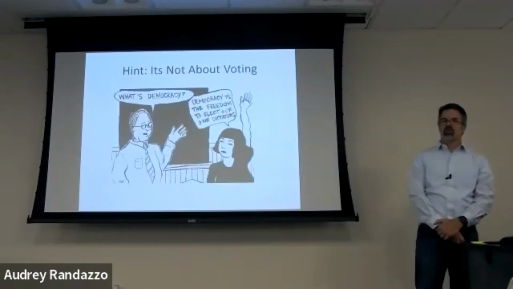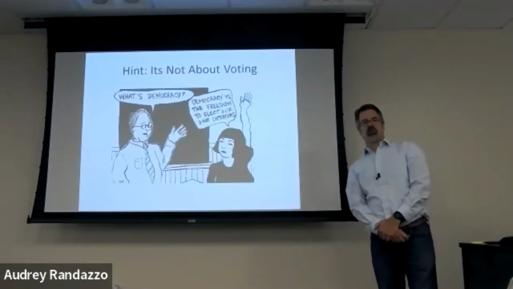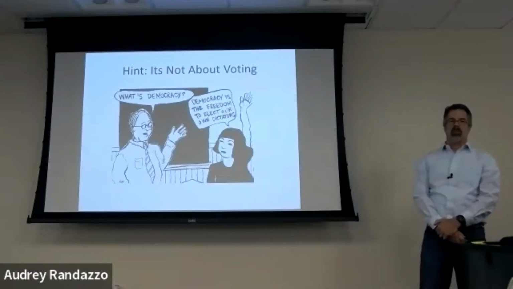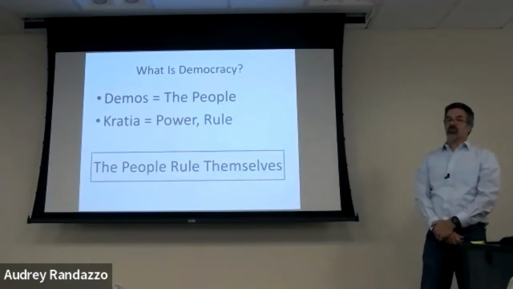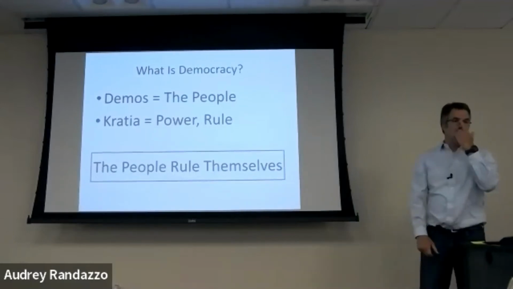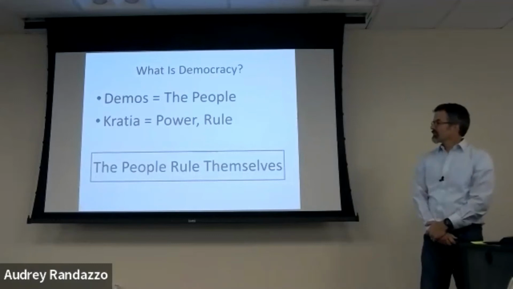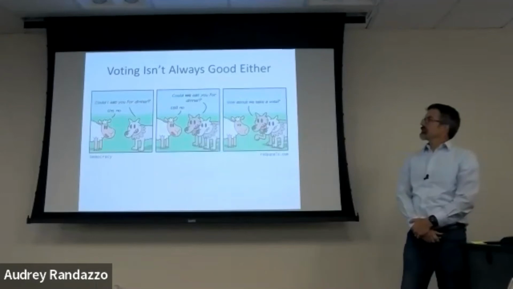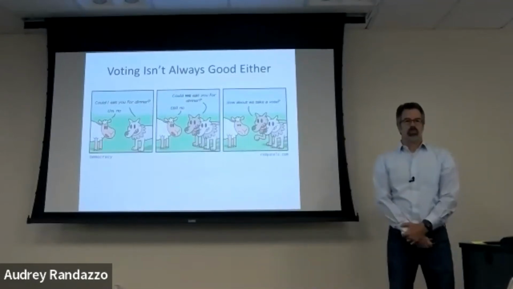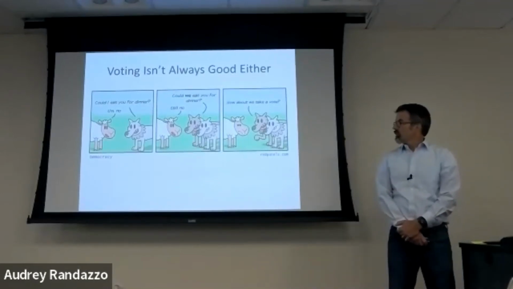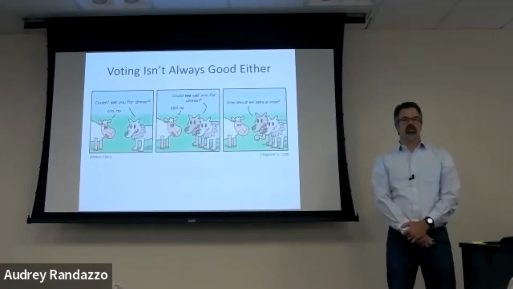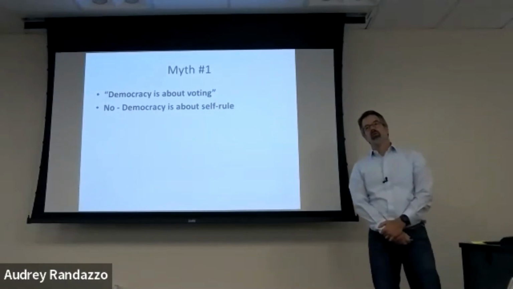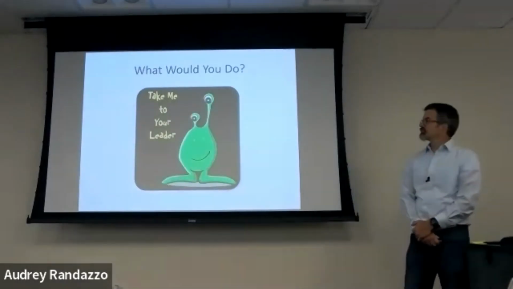What is democracy? Word association. Not about voting. Right? Actually, demos is the people, cratos is power or rule. So people make their rules. People rule themselves. That's what democracy is. Right? And as we saw, voting isn't always good. The old wolves voting with the sheep on what to have for dinner. No, democracy is not about voting, it's about self-rule. Right? Fits with everything we've seen so far, right?